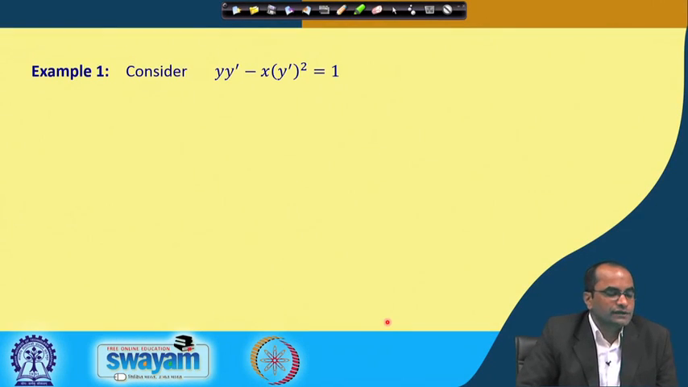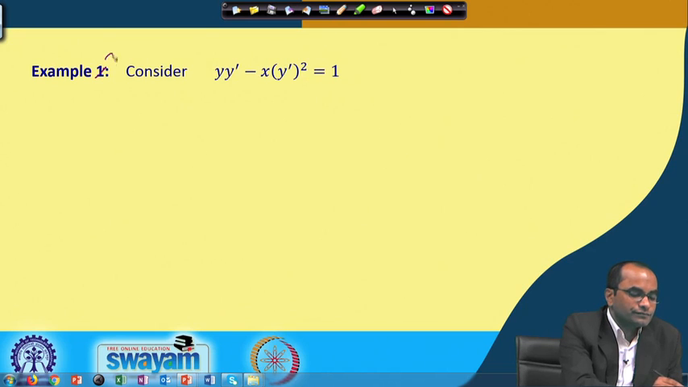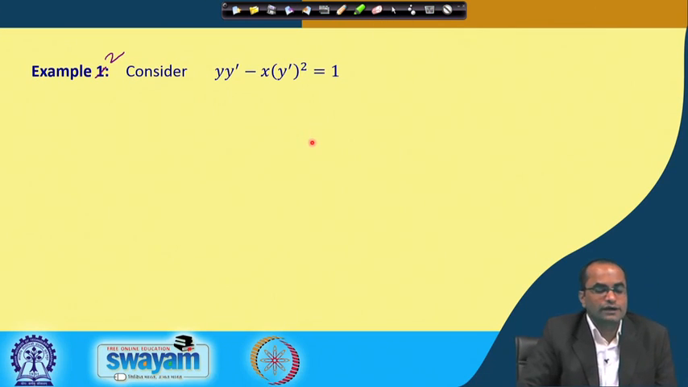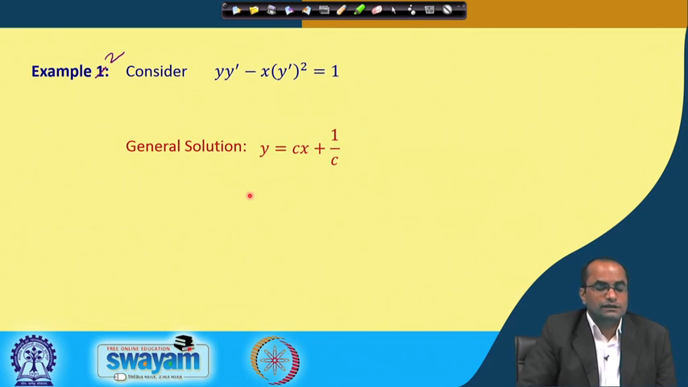Another example which we can look at, example number 2. Here we consider y' - x(y')^2 = 0. The techniques we will discuss later on. This comes out to be the general solution of this differential equation: y = cx + 1/c.